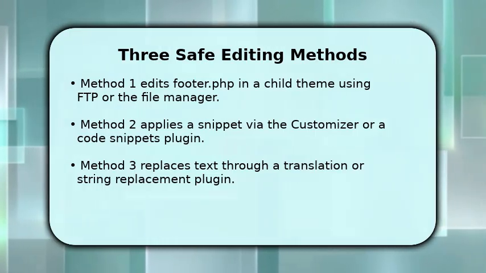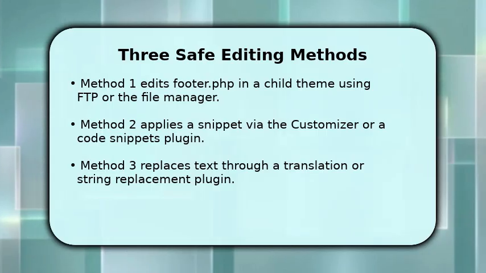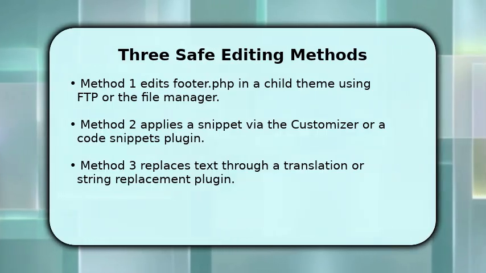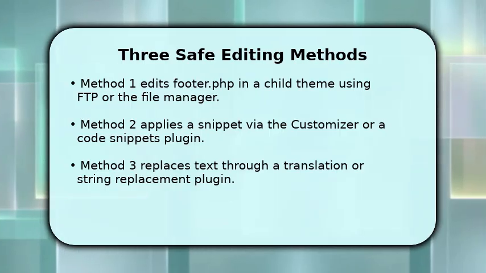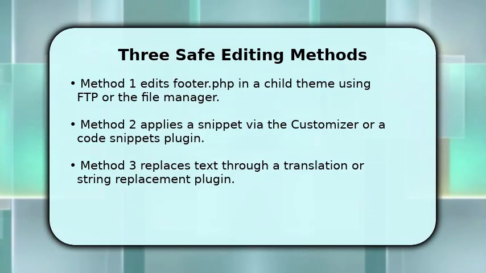Method 2 applies a snippet via the customizer or a code snippets plugin without touching theme files directly. Add a small function to replace the footer output safely. Method 3 replaces text through a translation or string.